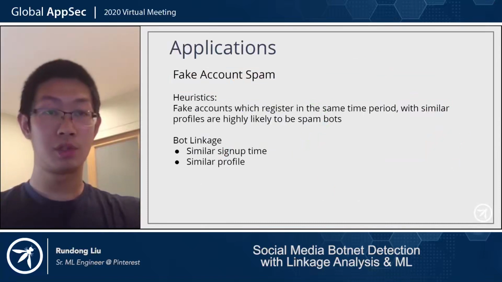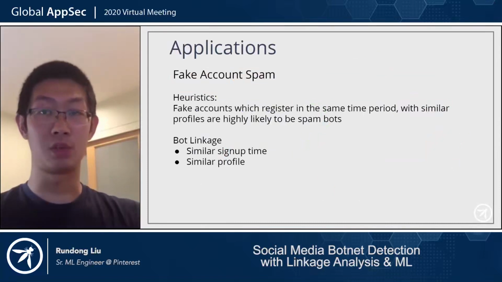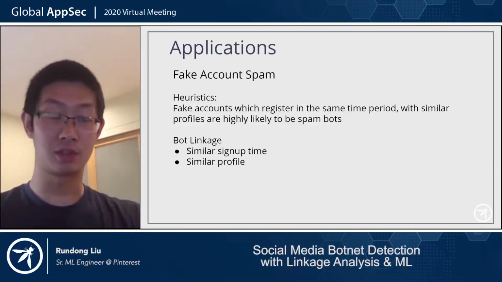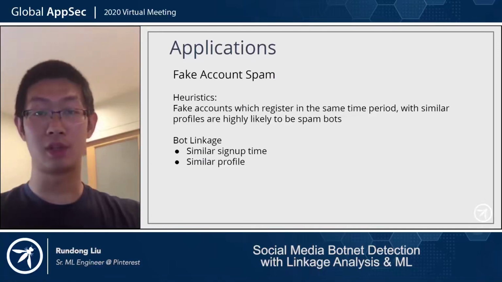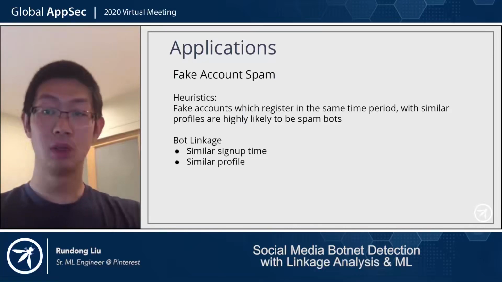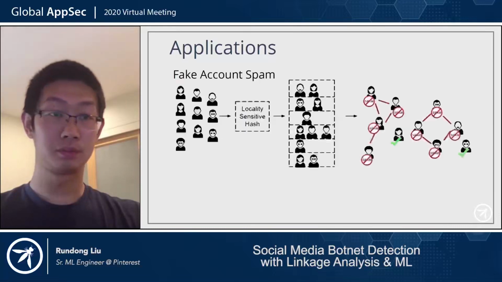So I will introduce some example applications we have on the Pinterest platform for spam detection. The first one is fake account spam detection. The heuristic is simple. We have observed a lot of spammers trying to bulk register fake accounts, and they either resell them or launch bot spam campaigns on their own. Normally they will register in the same time period with similar profiles. So here we define the bot linkage as similar sign up time and similar profiles.